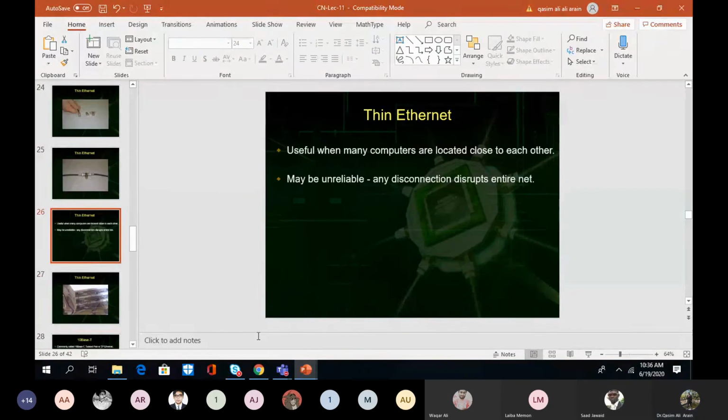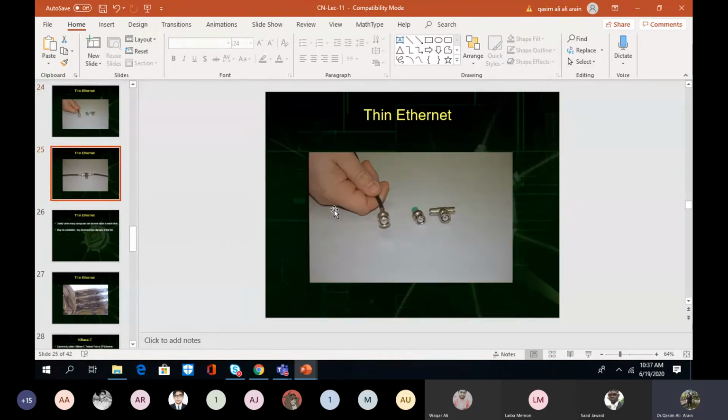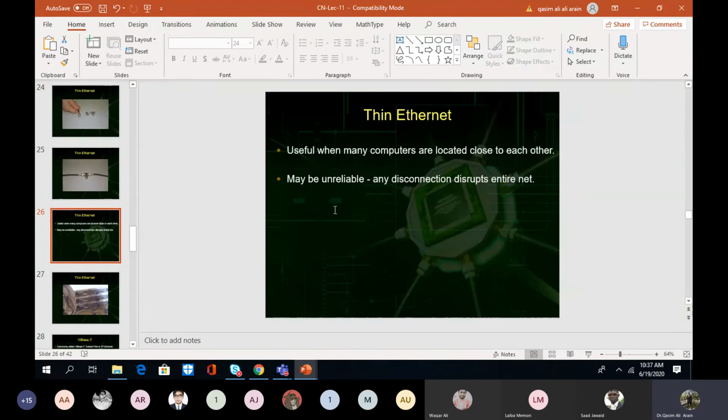Hopefully that is clear. Useful when many computers are located close to each other, may be unreliable, any disconnection disrupts the network. Ultimately unreliable तो है, अगर आपके पास कहीं से भी कोई वायर डिस्कनेक्ट हो जाती है for any reason, I mean if it is disconnected from here the whole network is going to be down. ठीक है, क्योंकि it is an Ethernet bus network, so ultimately this is a very big disadvantage. If it is going to be disconnected anywhere in the network, it is going to be malfunctioning, right? So that's clear to you guys.